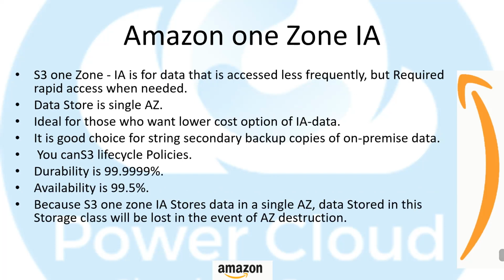Data stored in a single availability zone, right? In the previous class, I told you that when we upload an object in a region, it is automatically stored in three availability zones. But with Amazon S3 One Zone, it stores the data in a single zone. Maybe there is a chance of data loss in a single zone, right?